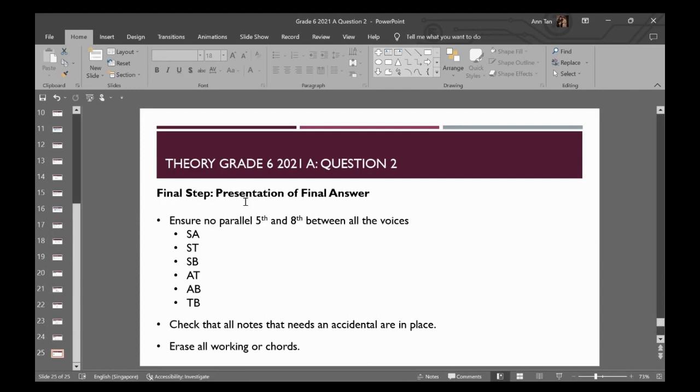Okay? So this is the final step. Let's recap. Ensure no parallel fifth and eighth between all the voices: SA, ST, SB, AT, AB, and TB. Check that all notes that need accidentals are in place, especially if we are in a minor key. And then erase all workings or chords before your submission.